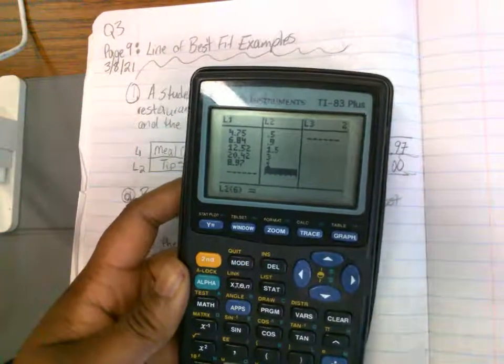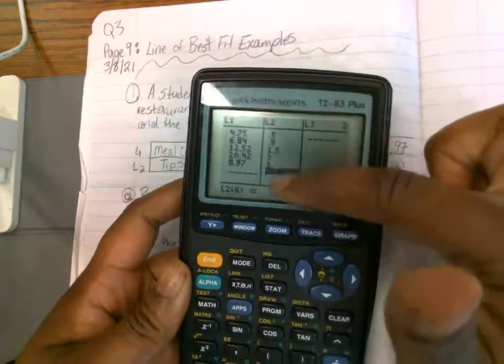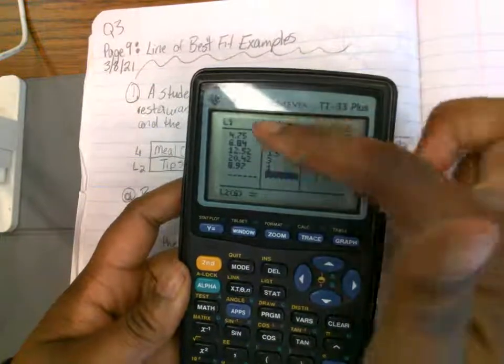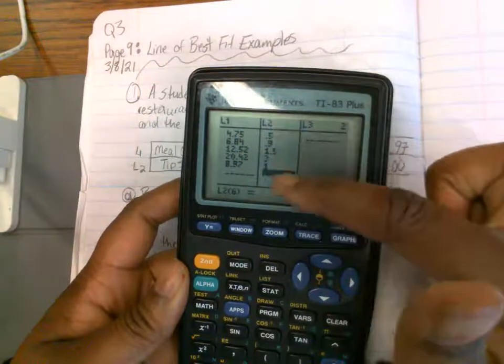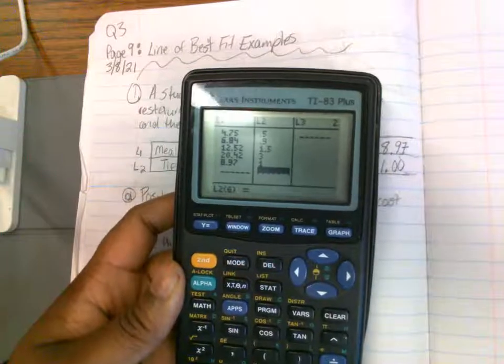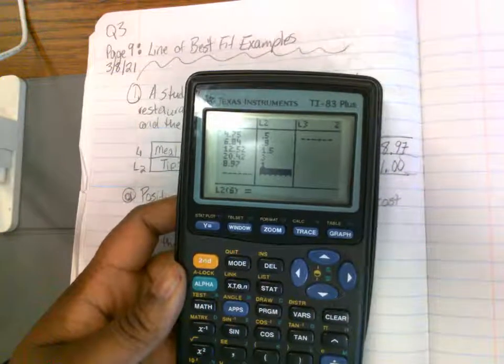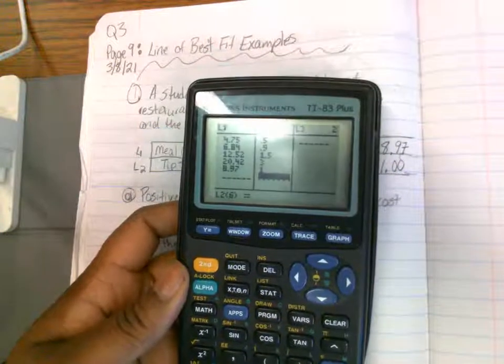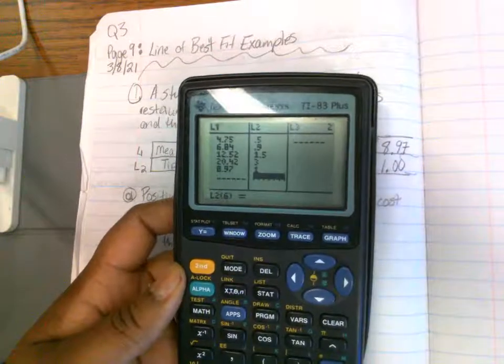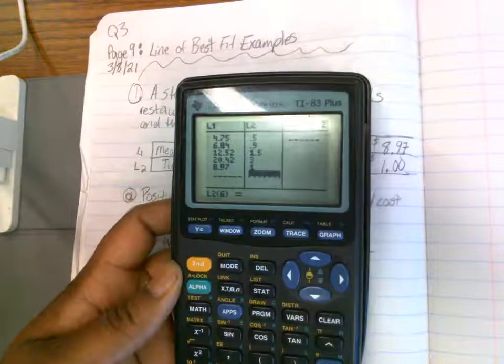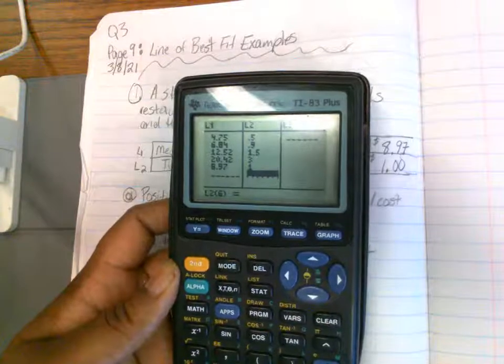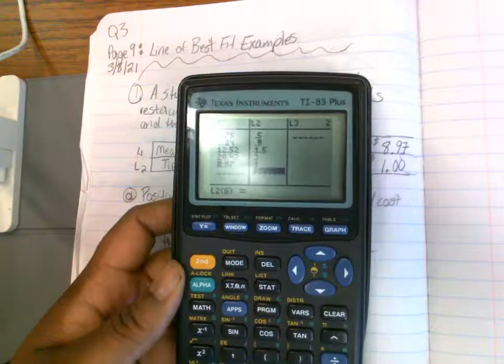And you should have both your X and Y values typed in. You should have the same number of X values as Y values. If you don't, you're going to get an error. So please make sure you type your values in correctly. Is there anyone that's still typing in X and Y values? The meal cost for X and the tip amount for Y.